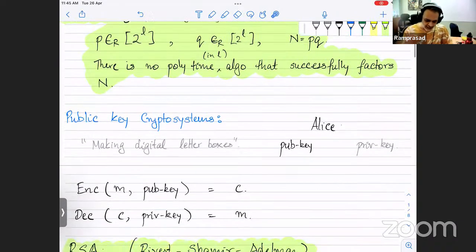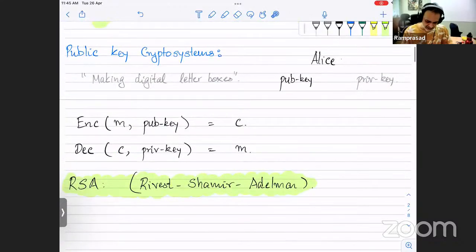And a very, very popular public key crypto system is what is called the RSA Crypto System, by Rivest, Shamir, and Adleman. So let me just describe what the RSA Crypto System is. The way Alice is going to generate her keys is she's going to choose two fairly large primes P and Q and set N to be equal to P times Q.